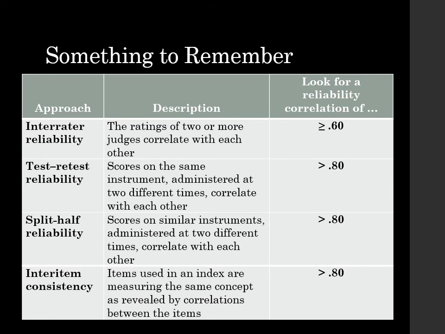The test-retest reliability, where scores on the same instrument administered at 2 different times correlate with each other. There, we want our reliability correlation to be 0.8 or better, so we're getting really high. And it's going to follow suit with a couple other ones, with split half reliability and inter-item consistency or inter-item reliability. So we want each of those to have a reliability correlation of 0.8 or better.